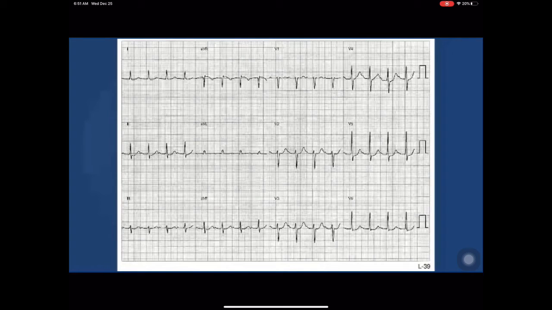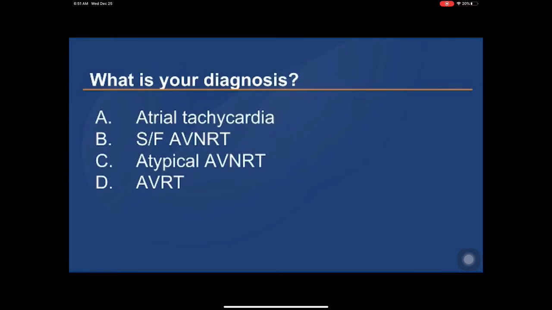So take a look at the tracing. Pay particular attention. I'll show you lead 2. Look in this area right here and just study it very carefully. Okay? And the question I have for you is, what's your best guess? Because obviously you don't have a complete answer here. I mean, you need more data. So is this an atrial tachycardia, slow-fast form of AV node reentry, atypical AV node reentry, or WPW reentry? Again, go back to the tracing and take a look.